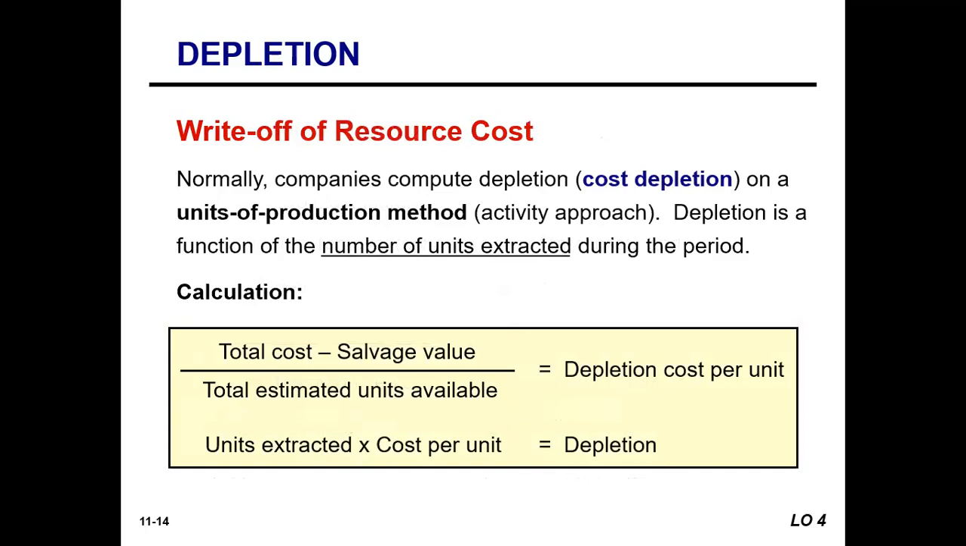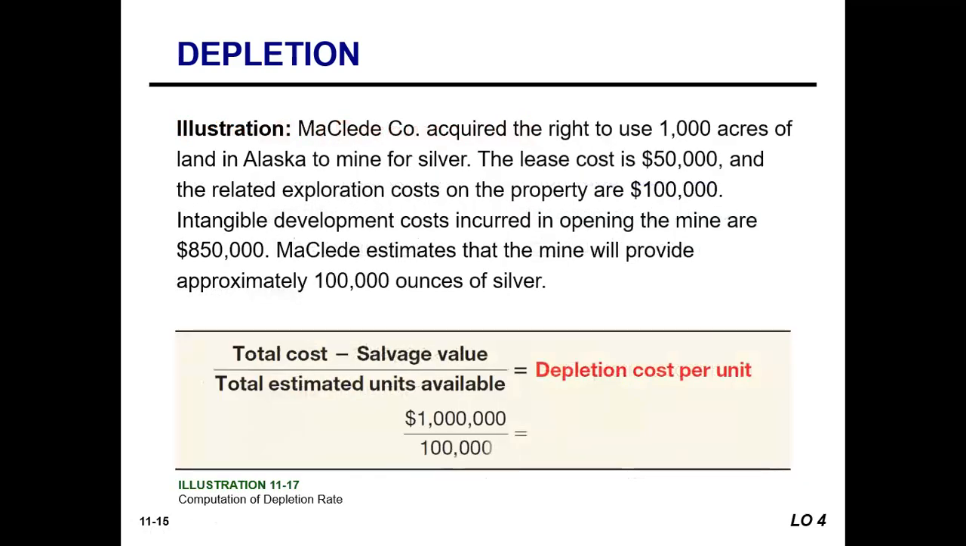So just like it shows here, and again, I mentioned this when we looked at the units of activity method or the units of production method: total cost minus salvage value divided by total estimated units available. That gives us depletion cost per unit. And then however many units we extract, we're going to multiply that by the depletion cost per unit to get our depletion expense, right? So here's our example of that.